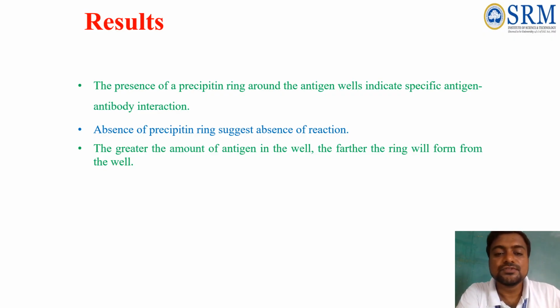What we see in the results is that the presence of a precipitin ring around the antigen wells indicates that a specific antigen and antibody interaction has taken place. If the specific antibody is not there in the gel matrix, then whatever antigen you may have added as the sample will not form a precipitin ring, and that indicates no reaction is taking place. Absence of a precipitin ring suggests absence of the reaction. The greater the amount of antigen in the well, the farther the ring will form from the well.